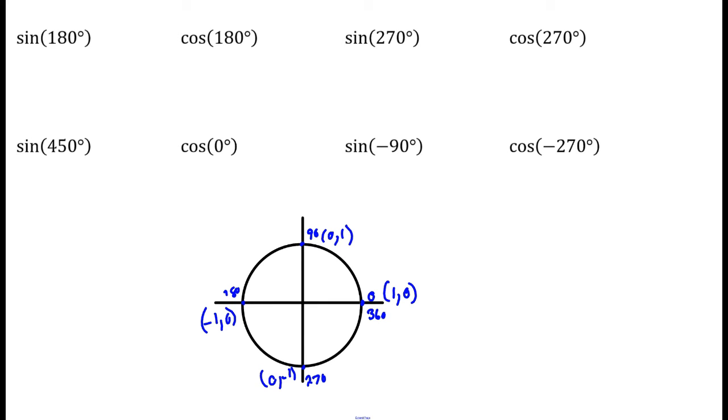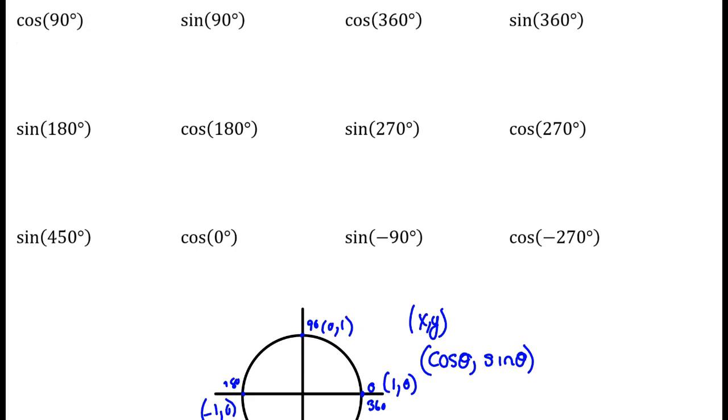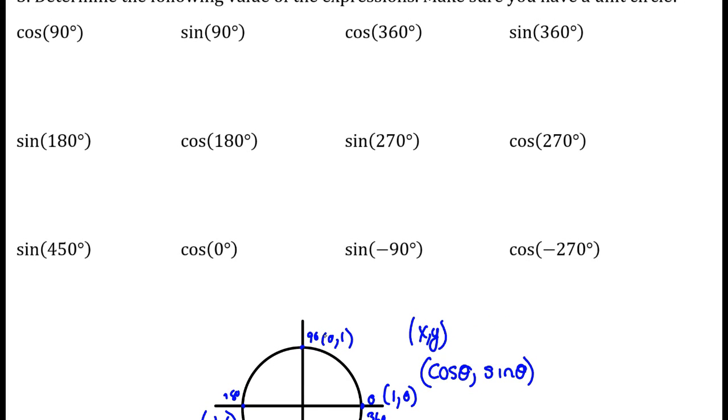And it's essential to our whole understanding of trigonometry that any point on the unit circle, x comma y, is cosine theta comma sine theta. Cosine is our x value. Sine theta is our y value. So when I say what's the cosine of 90, well, cosine is the x value at 90. It's equal to 0. What's the sine of 90? 1, because that's the y value at 90 degrees. Cosine of 360 is 1, because that's the x value. Sine of 360 is the y value, 0.